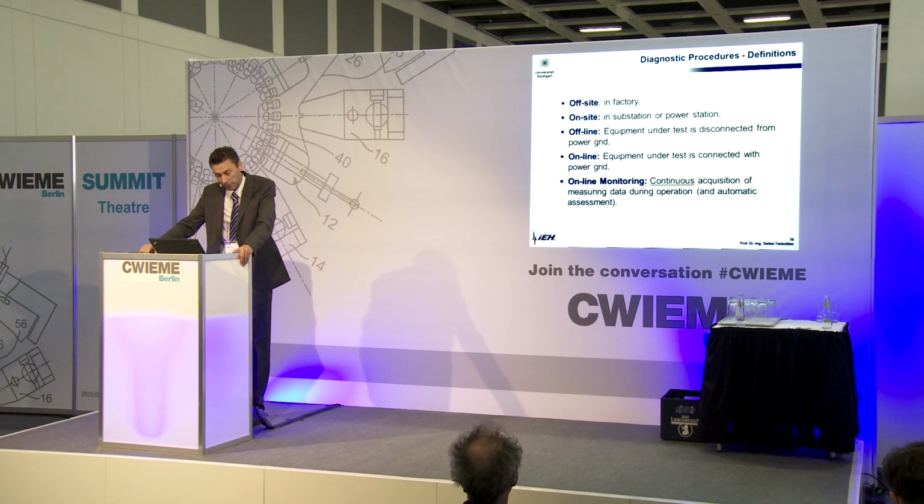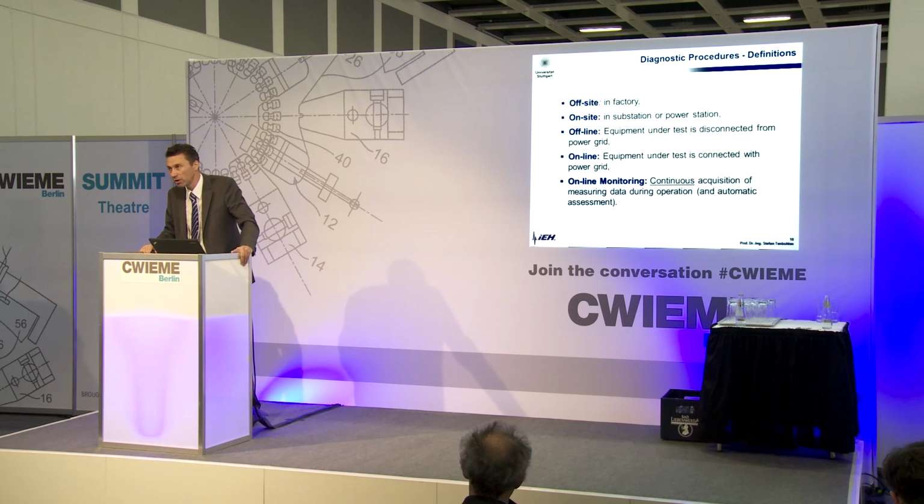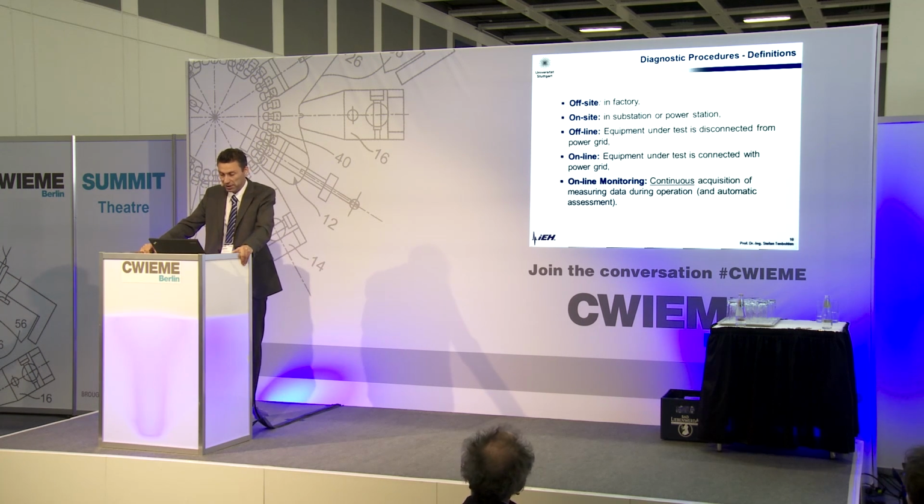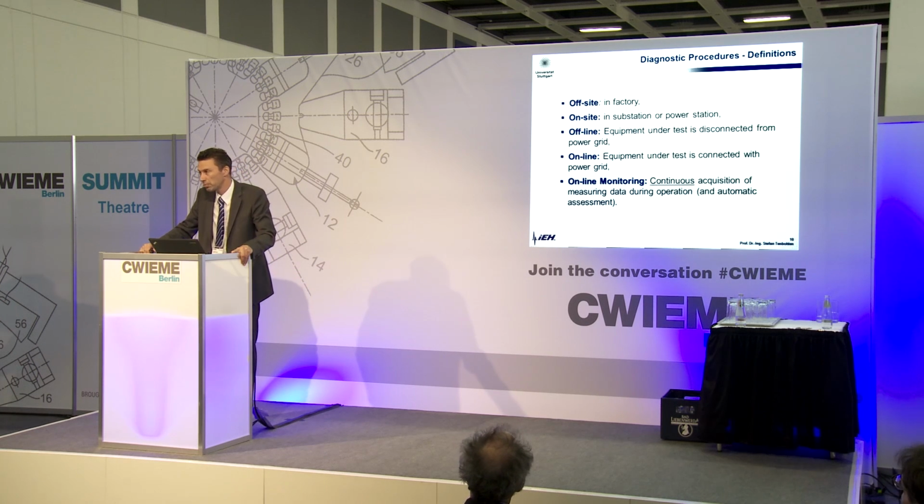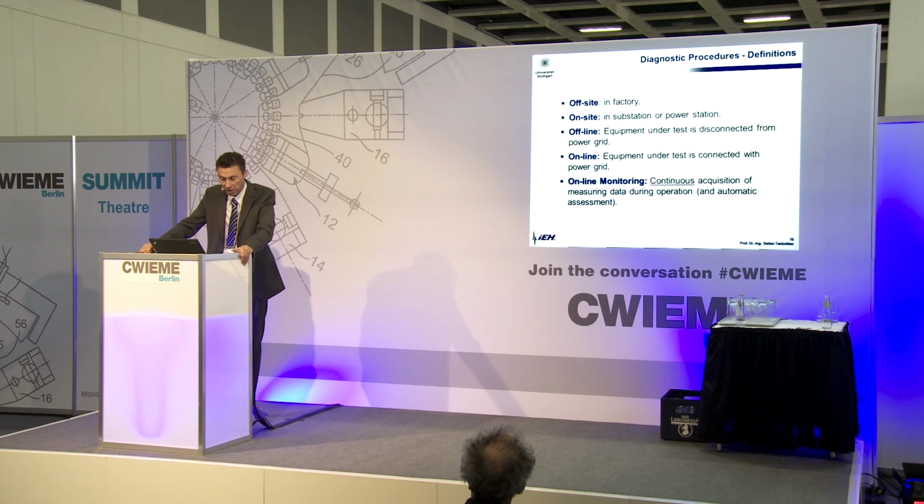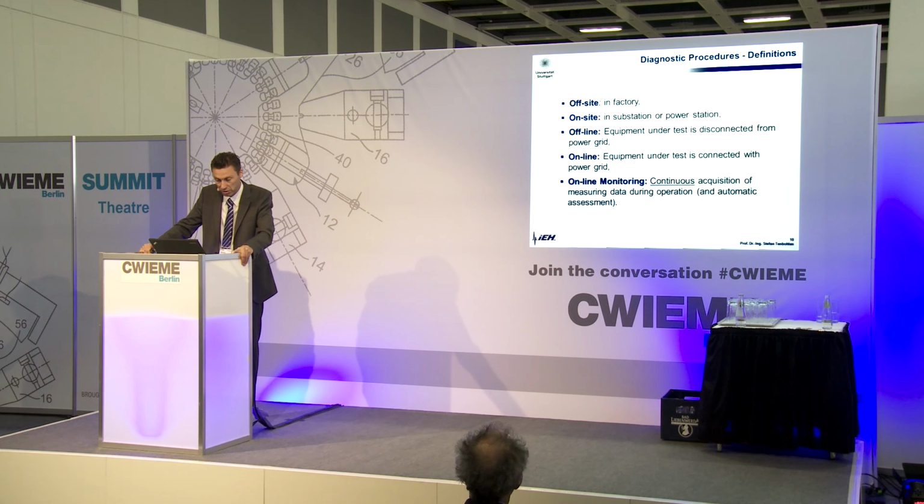Second, we have to distinguish between offline and online. Offline means that the equipment under test is disconnected from the power grid, and online means the equipment under test is connected with the power grid. Both methods have their advantages and disadvantages.